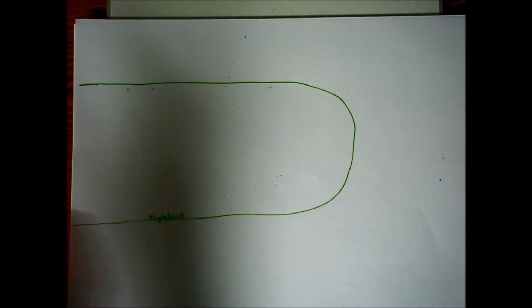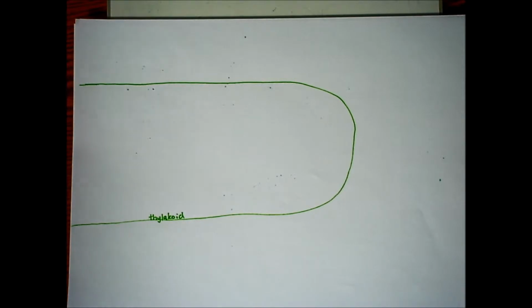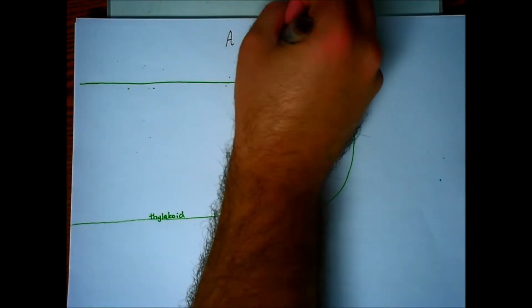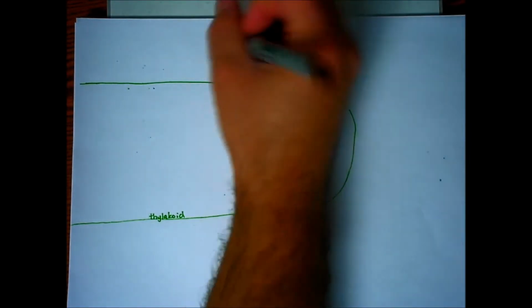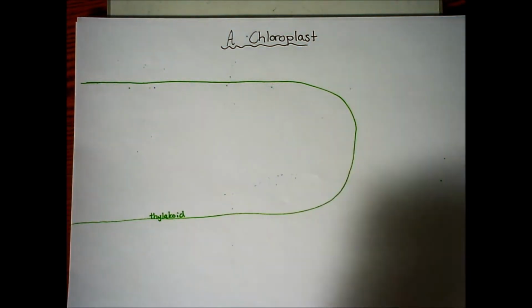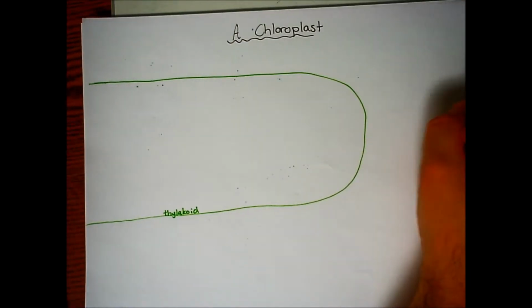So if I wanted to give a title of this picture, here's what I would title it. A chloroplast, which has inside of it thylakoids. I have drawn one out for you. And that would make this area, as we had said, the stroma to the outside.